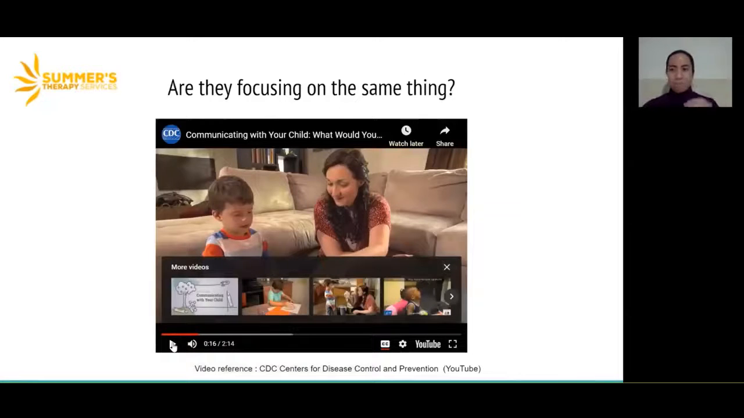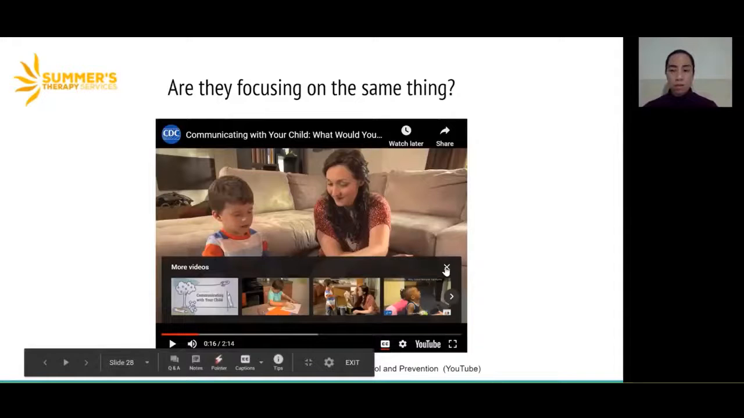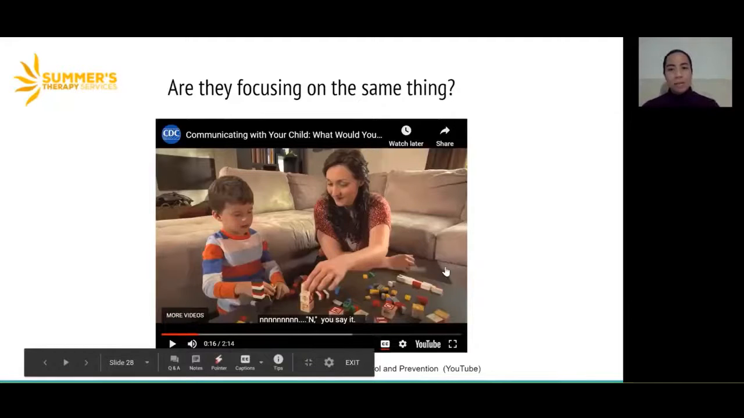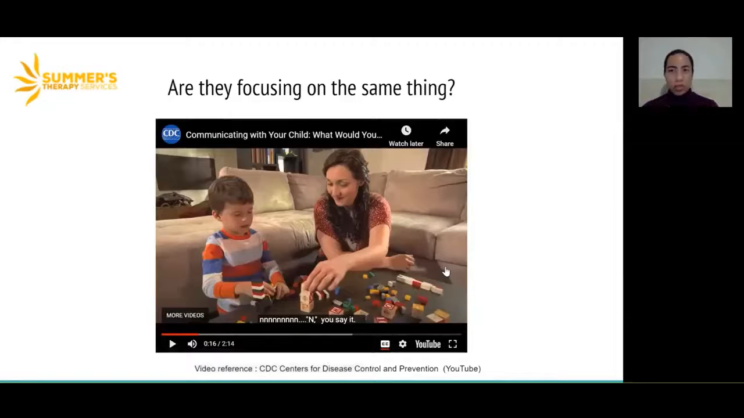Okay, so at this stage, you can see they're not really focusing on the same thing. The child is trying to play with the blocks, trying to play with the train, and the adult is trying to get him to focus on the blocks and trying to say S sound. Both are valid, and the child may have been interested with the blocks, that's why it's on the table, but they're not paying attention to the same thing.